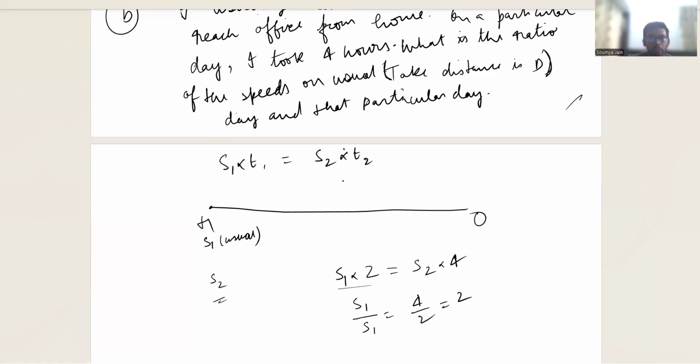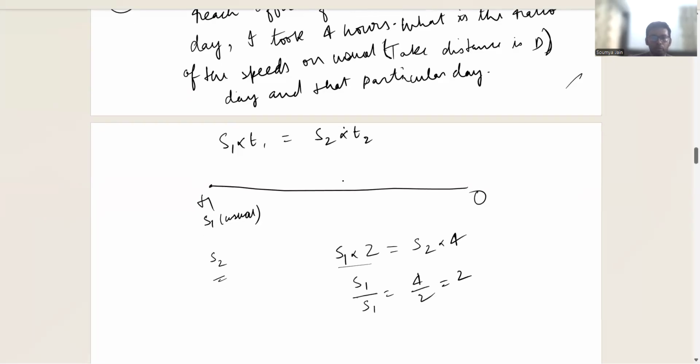And that is what the question asked, the ratio of the speeds on the usual day and that particular day. So this is my usual day and this is my particular day. So the ratio is 2 by 1, or 2 is to 1. Okay, I hope this is clear.